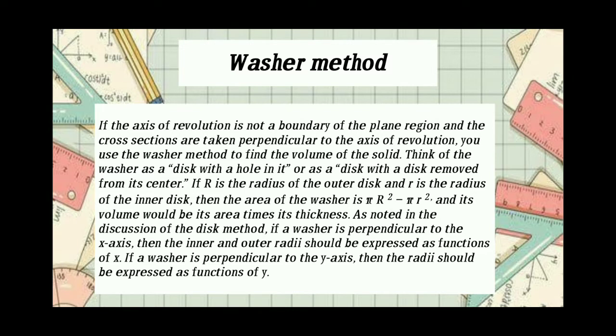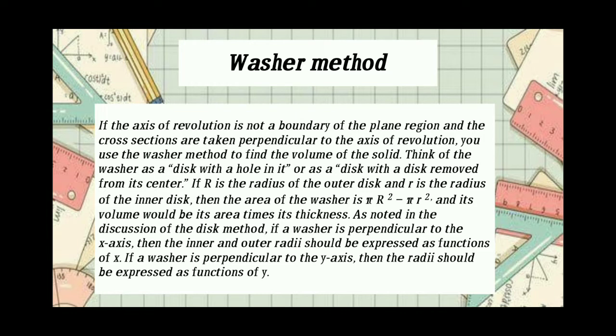Think of a washer as a disc with a hole in it, or a disc with a disc removed from its center. If capital R is the radius of the outer disc and small r is the radius of the inner disc, then the area of the washer is equal to pi R squared minus pi r squared, and its volume would be its area times its thickness.